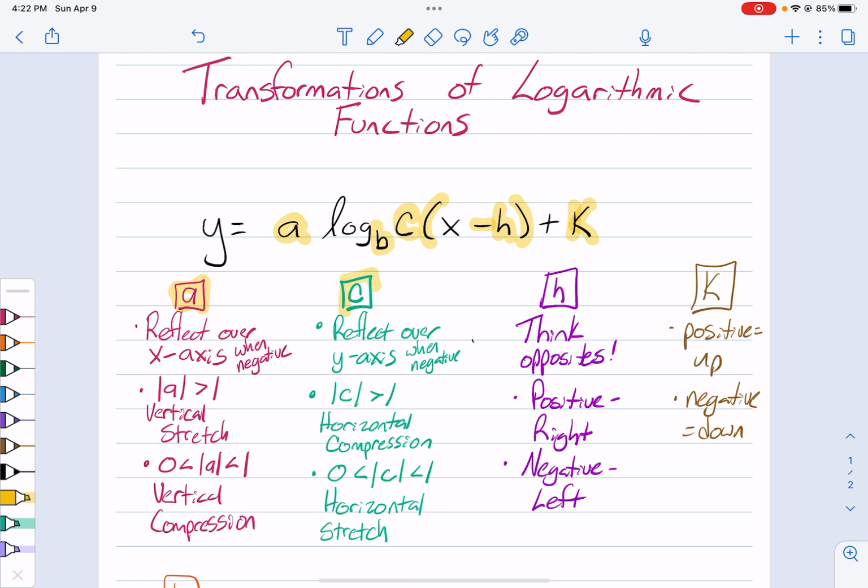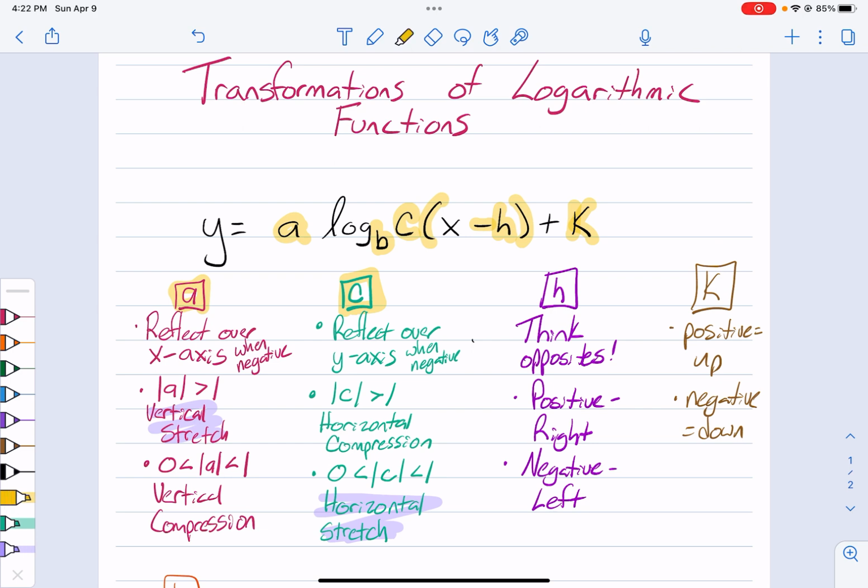The c value tells you if it's reflected over the y-axis because it's negative. If the positive version of c is greater than 1, it's horizontally compressed, and between 0 and 1, it's horizontally stretched. So that's going from side to side, which is the horizontal. Notice that just like the exponentials, the vertical stretch and the horizontal stretch are different. For the vertical, a is bigger than 1 for it to be a vertical stretch, but for it to be a horizontal stretch, c is between 0 and 1. So be very careful with your horizontal and vertical stretch and compress.